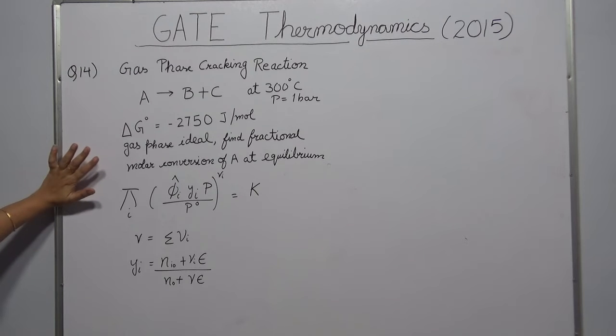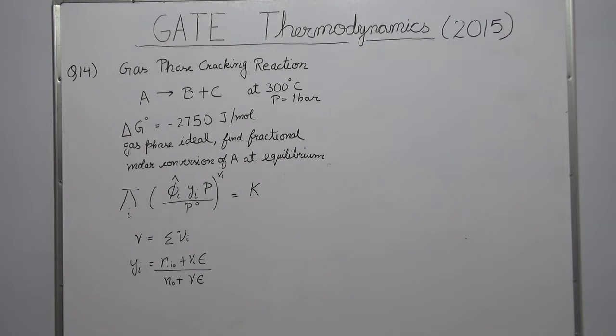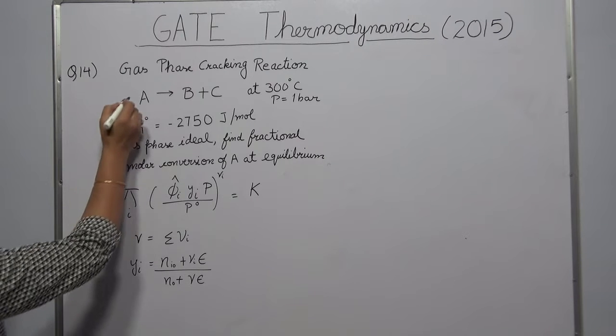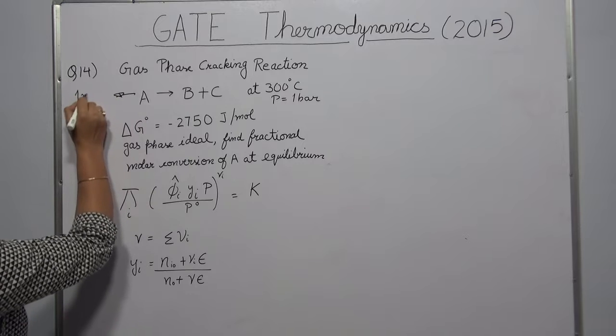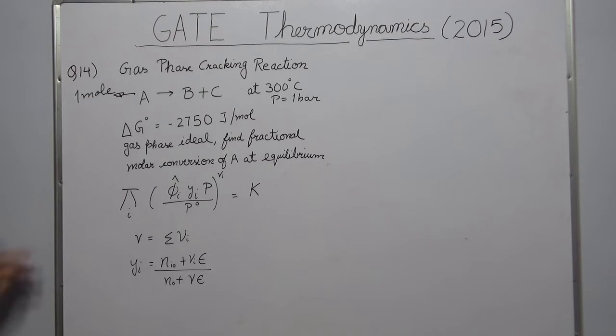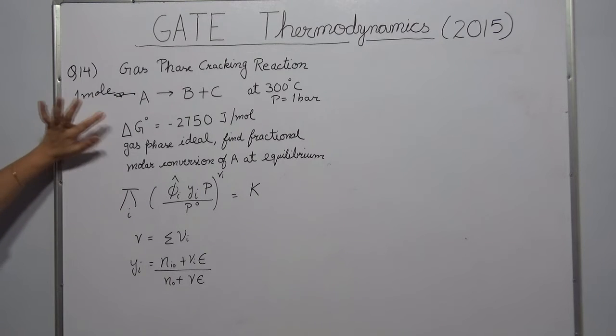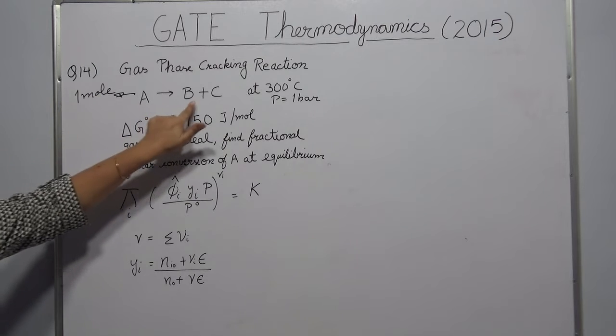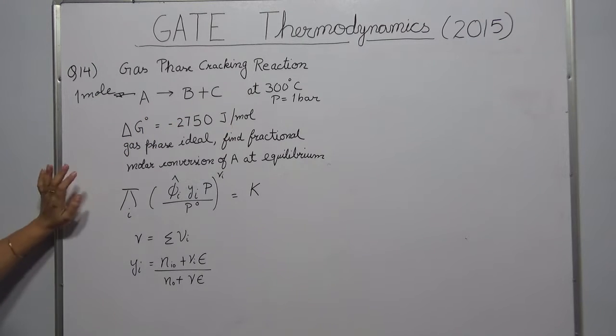Now no data is given about the number of moles. Okay, so we will assume a basis, and the basis we will assume is that 1 mole of A is reacting. So I am going to take 1 mole of A reacting and initially no B or C is present. Fine.